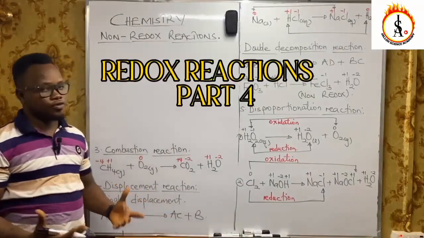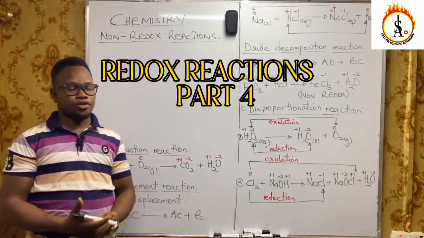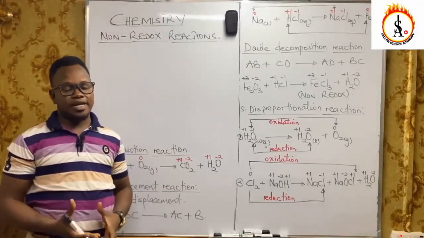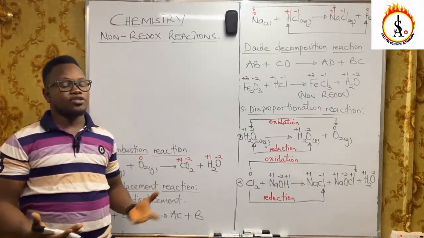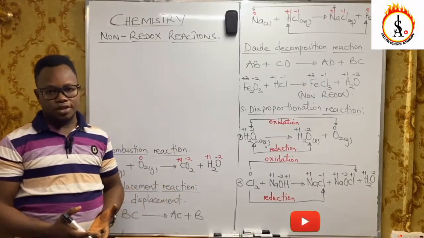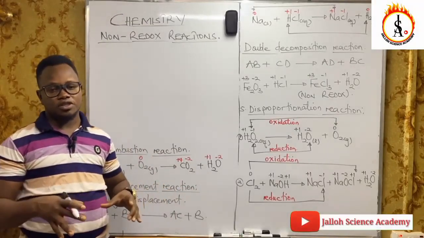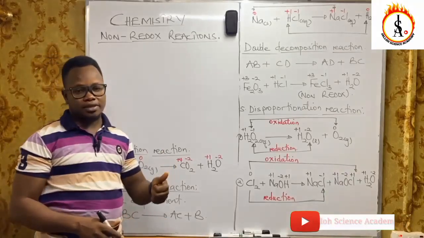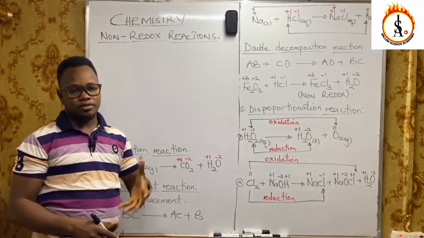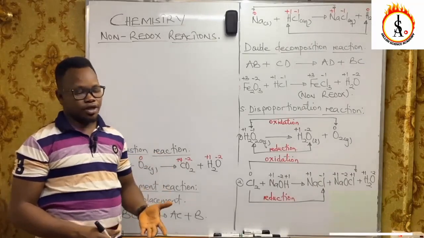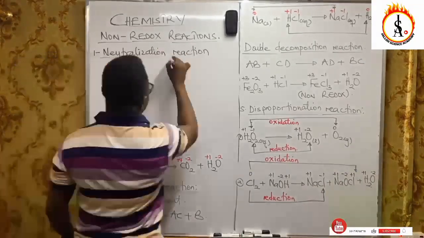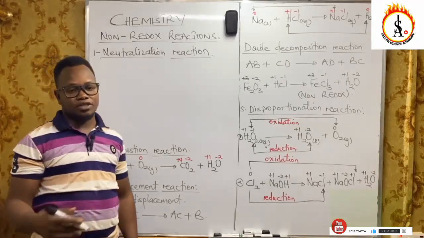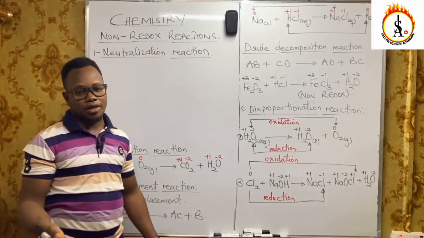Of course, when we talk of non-redox reactions, these are reactions wherein you don't experience any change in the oxidation numbers of the species. So the oxidation numbers of the species remain unchanged, okay? A typical example of a non-redox reaction is a neutralization reaction. A neutralization reaction is a reaction wherein an acid reacts with a base to give us salt and water only.